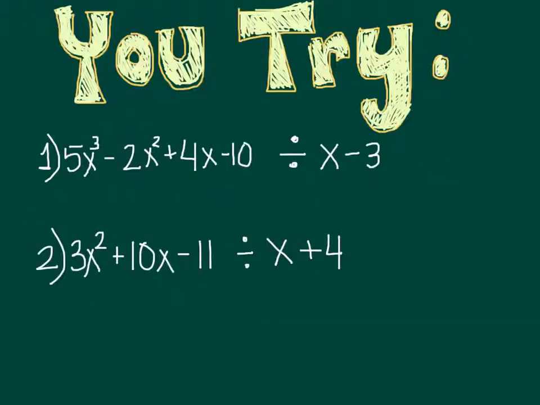All right, now for homework, I would like you guys to try 2 problems on your own. So in the first one, we have 5x to the third minus 2x squared plus 4x minus 10 divided by x minus 3. And then in the second one, we have 3x squared plus 10x minus 11 divided by x plus 4.